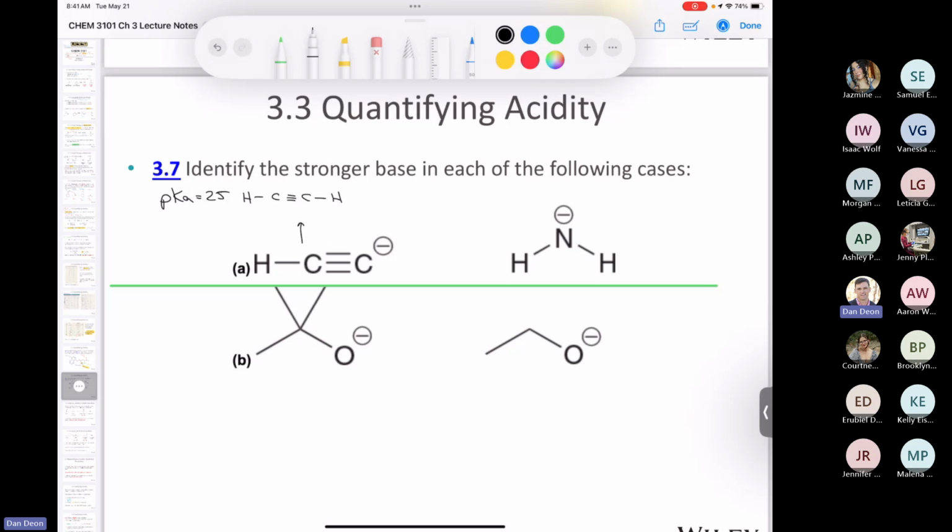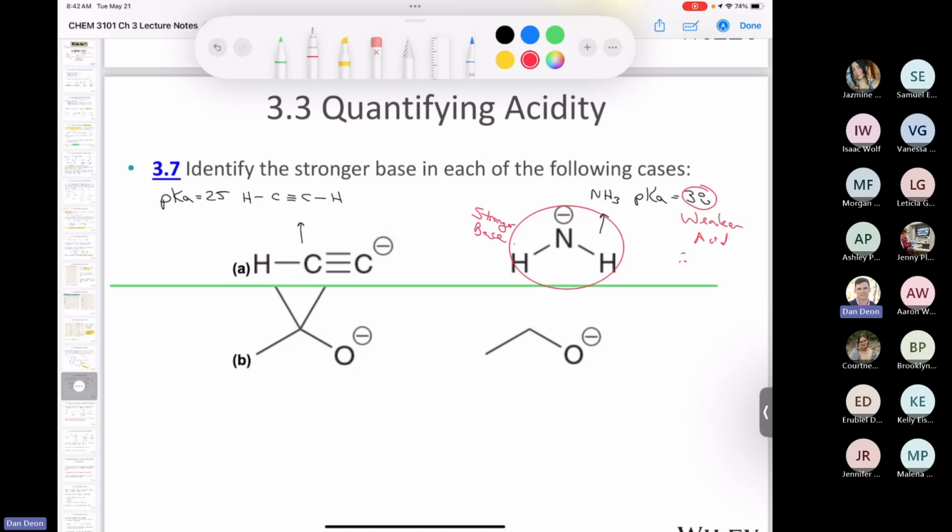And then the conjugate acid of this is NH3. I'll just write it like this. And the pKa of ammonia that they gave us in the table was 38. So we can see that ammonia is the weaker acid. So we'll put here weaker acid. Therefore, this ion, the NH2 minus ion, is going to be the stronger base.